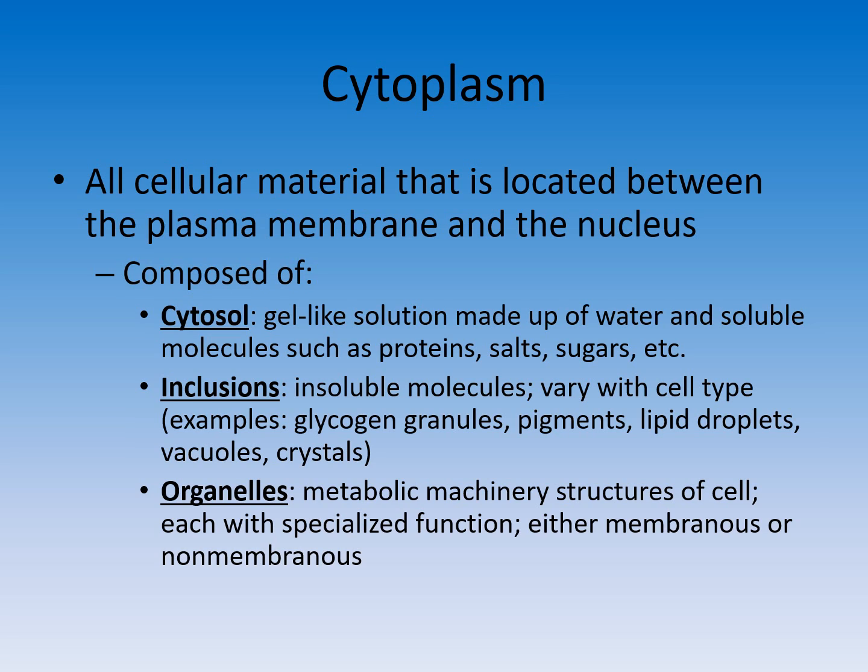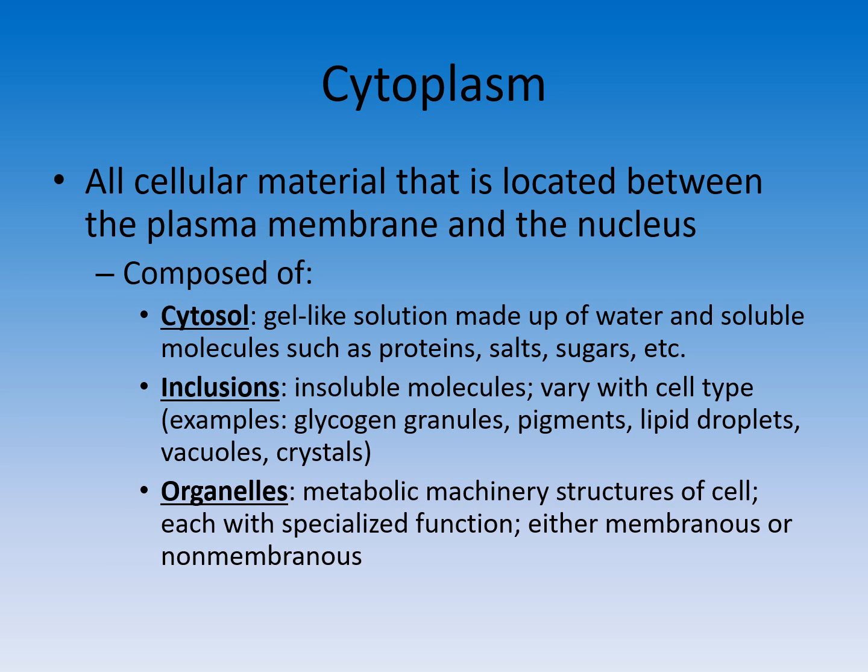Now we get to move to the cytoplasm. The cytoplasm is all that material that's inside the cell, but not in the nucleus. It's composed of cytosol, which is a solution. They used to say cytosol was mostly water. Well, it is made up of water. It also has things such as proteins, salts, and sugars in it. It's kind of almost like a gel-like solution.